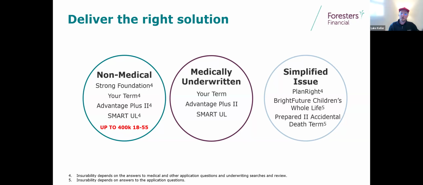If you're looking for, because certainly, Advantage Plus 2 and Smart UL, you can write kids on either of those products, but we do need socials. And if the grandparent is going to be the owner, we still need a parent's signature. So to Heather's point, if you run into those situations where you're looking for just an easy issue, easy to write kids policy, Bright Future is going to be your favorite answer, for sure.